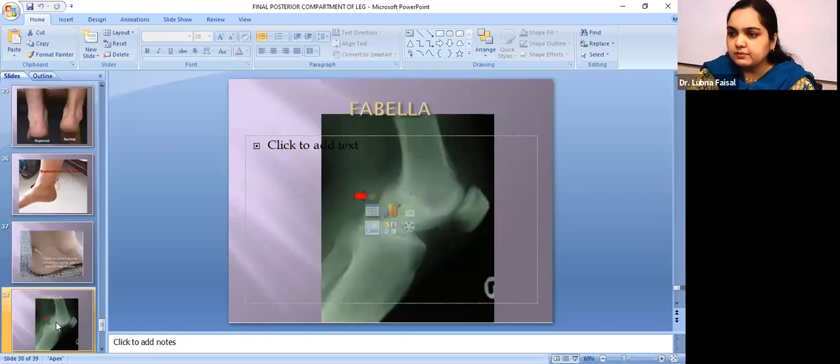Two or three things left. Fabella. Fabella is simply a small sesamoid bone that is usually embedded in the lateral head of the gastrocnemius, and if it is present, it is termed fabella. You can see it here, embedded in the lateral head. Occasionally it is found, present in the lateral head of the gastrocnemius muscle.